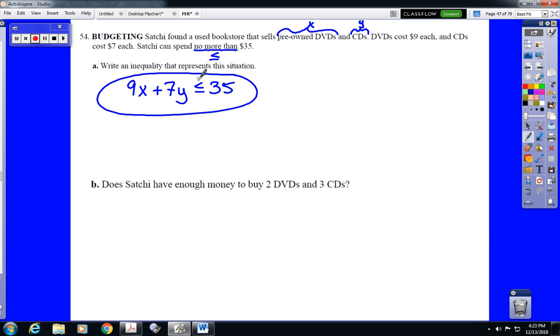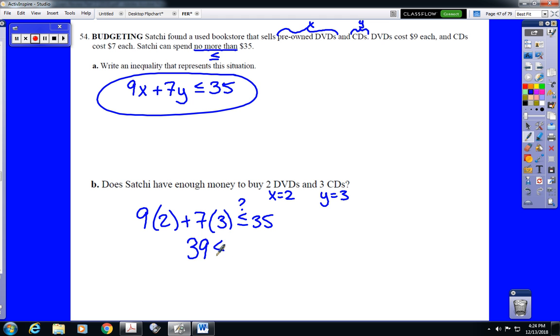Now, the second part of the question is asking us to check for 2 DVDs and 3 CDs. So we are going to check to see if x equals 2 and y equals 3 is in the solution set, just like we did on the previous problem. We plug in 2 for x and 3 for y, and we are checking to see whether or not that is a true statement. Well, 9 times 2 is 18, and 7 times 3 is 21. When I add those together, that would be 39. That is not possible because 39 is not less than or equal to 35. So we would say no, Sachi cannot buy that.